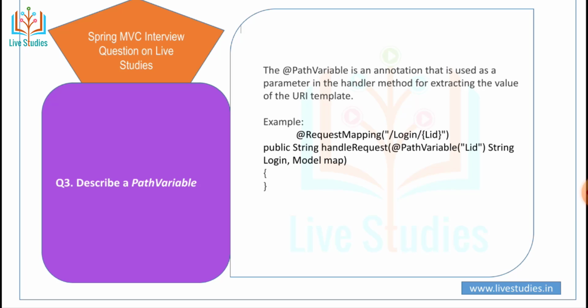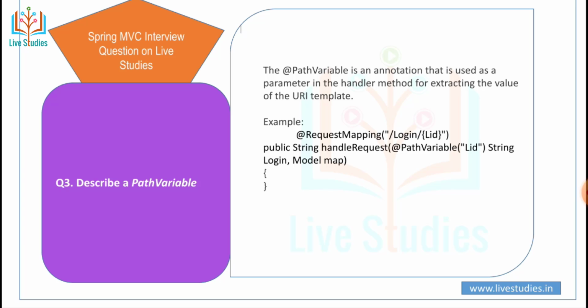Another question is question number three. Describe a path variable. Very most important question is a path variable. The PathVariable is an annotation that is used as a parameter in the handler method for extracting the value of the URL template. PathVariable is a Spring annotation which indicates that a method parameter should be bound to a URL template variable.